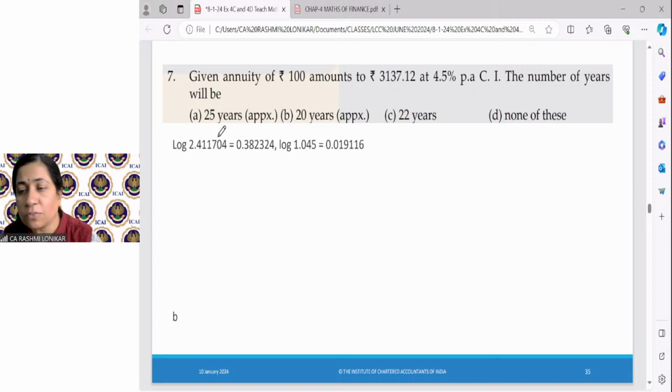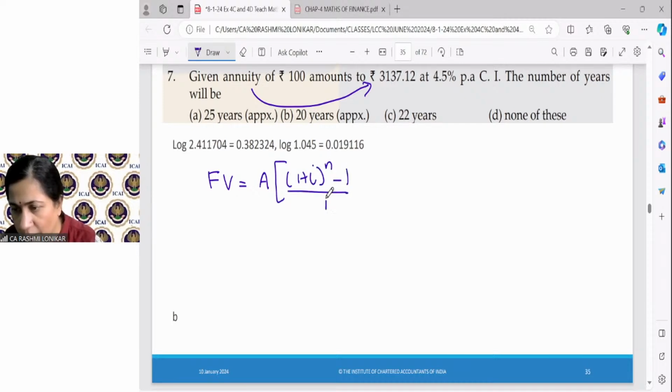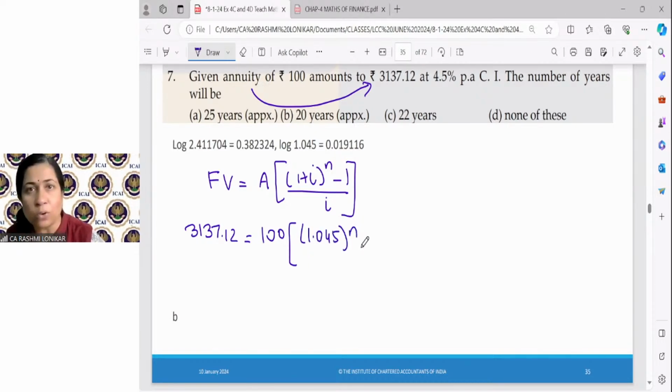So given annuity of 100 rupees. Future value is equal to annuity into (1 plus i) raised to n minus 1 upon i. The future value given is 3137.12. What is the annuity? 100 rupees. This is the A. And what is the rate of interest? 4.5%. So this is equal to 100 into 1.045 raised to n, because I don't know what the value of n is, minus 1 upon 0.045.